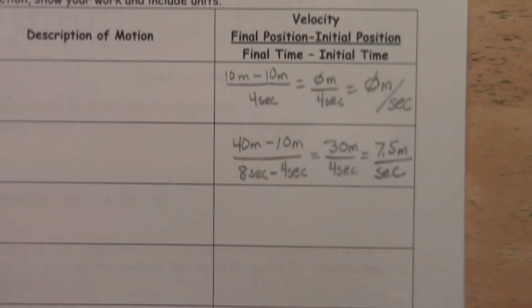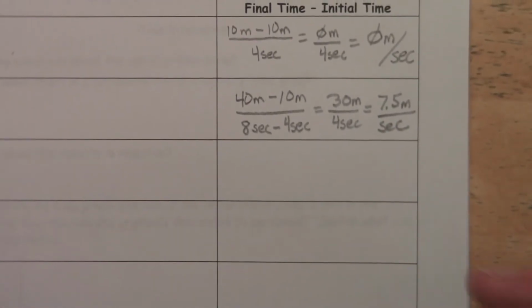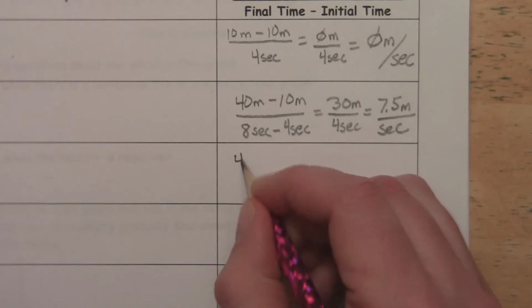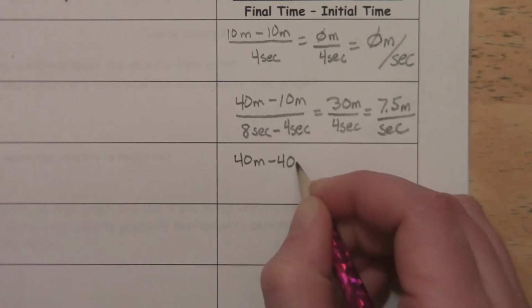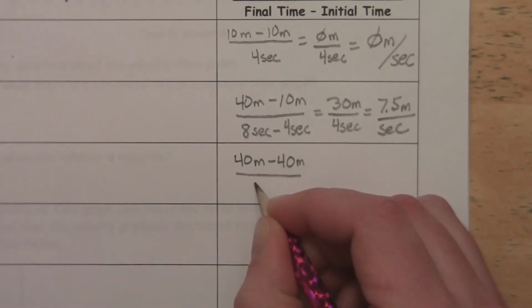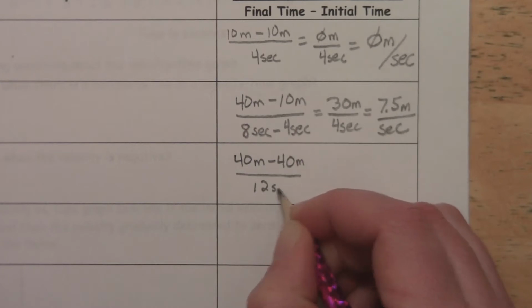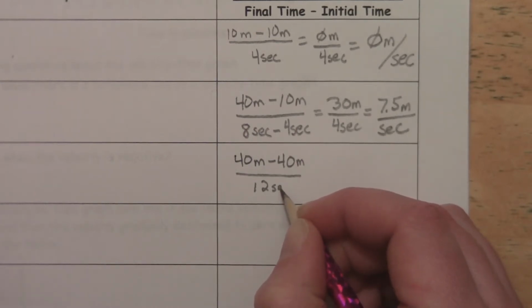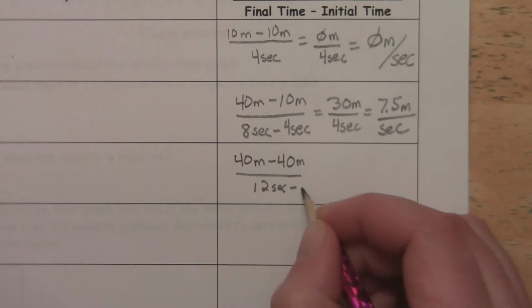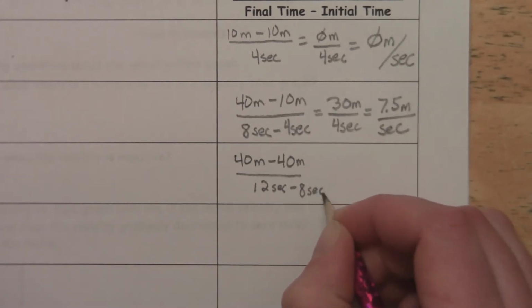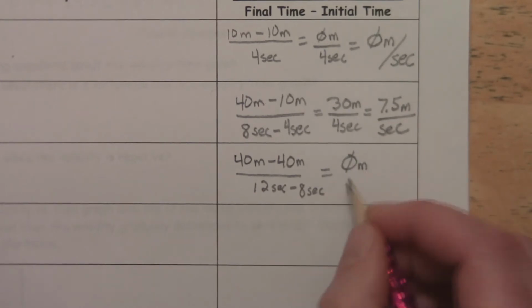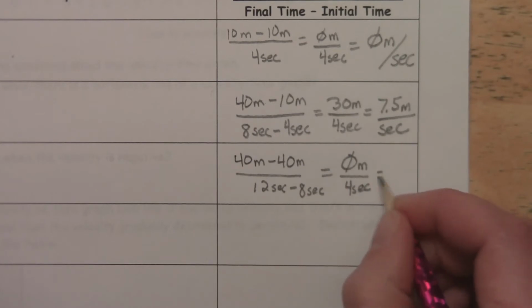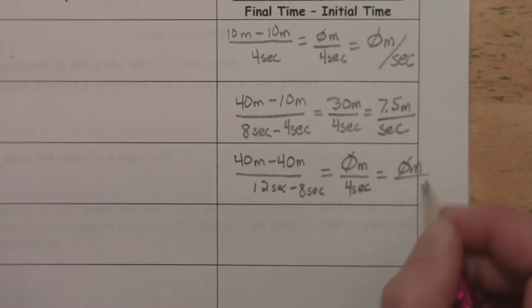From 8 to 12 seconds, the object ends at 40 meters, began at 40 meters. It's a duration of 12 seconds minus 8 seconds, 0 meters, divided by 4 seconds equals 0 meters per second.